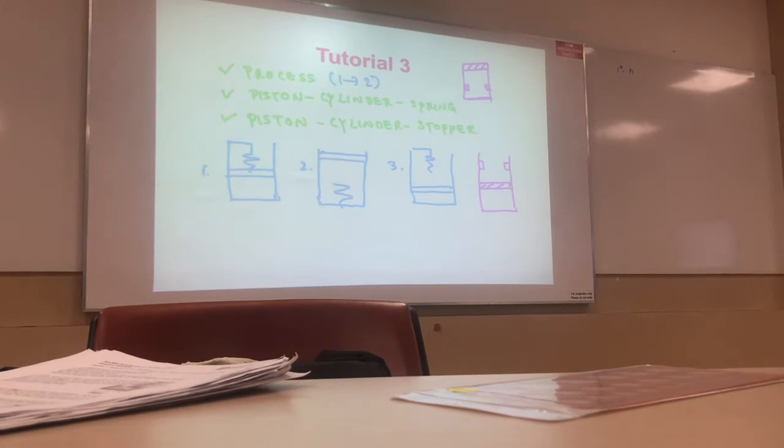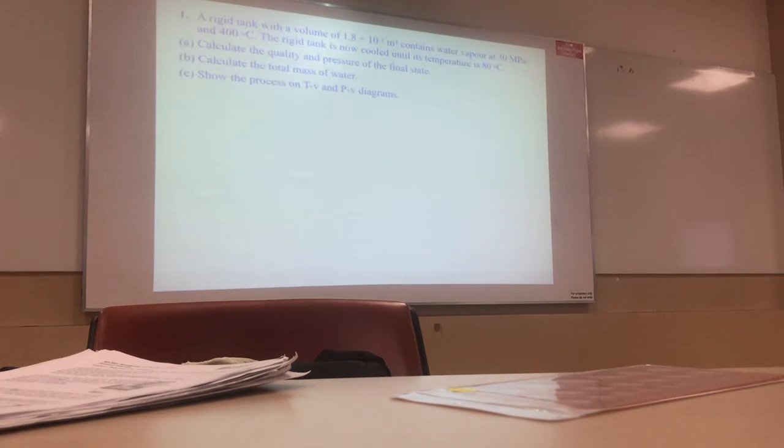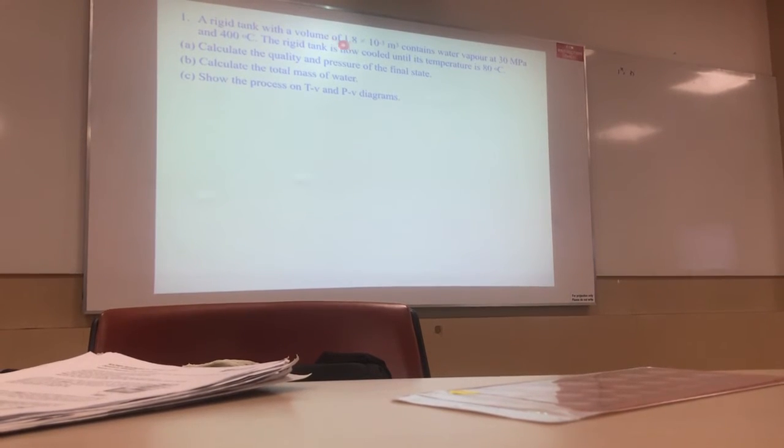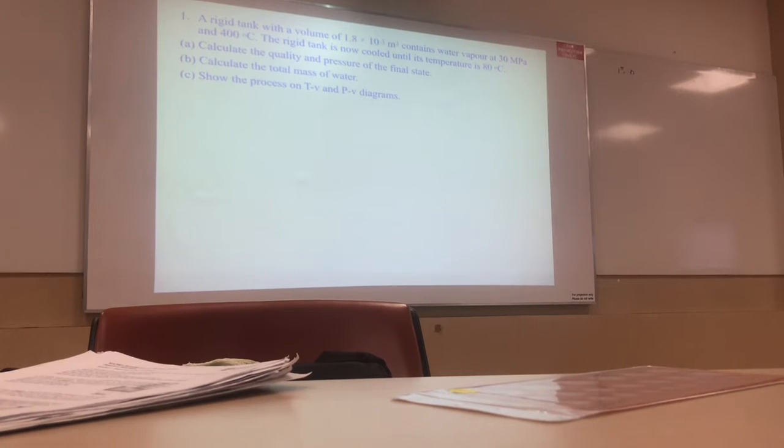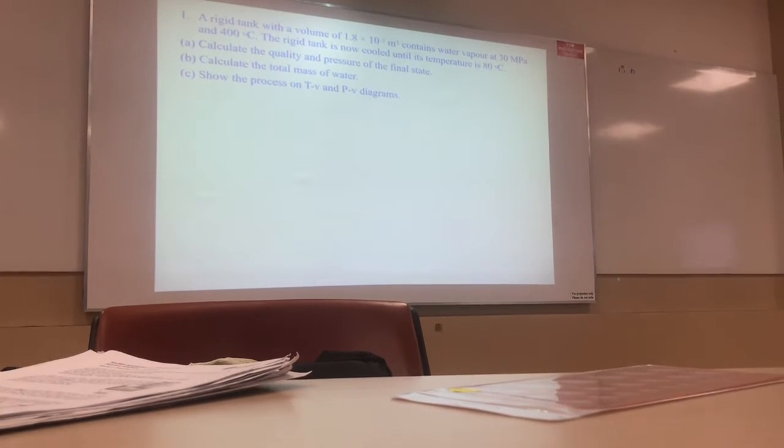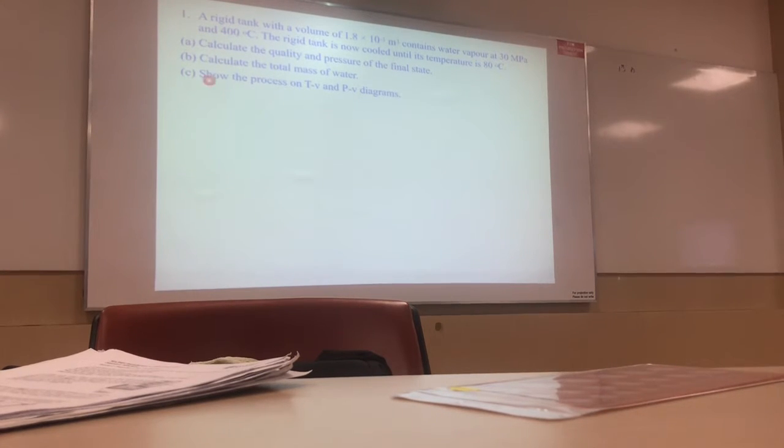All right, so now I am going to do the first question. Question 1, try to understand. A rigid tank with the volume of 1.8 times 10 power minus 3 meter cube contains water vapor at 30 megapascal and 400 degrees Celsius. The rigid tank is now cooled until its temperature is 80 degrees Celsius. Calculate the quality and pressure of the final state. Calculate the total mass of water. Show the process on PV and TV diagrams. All right.